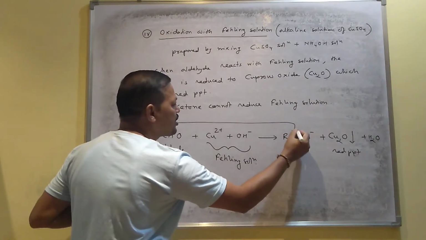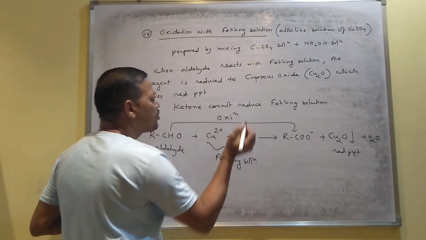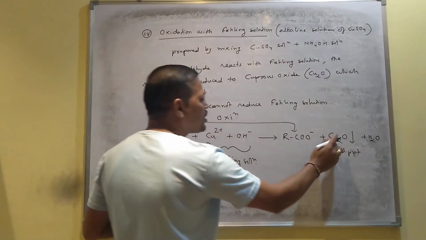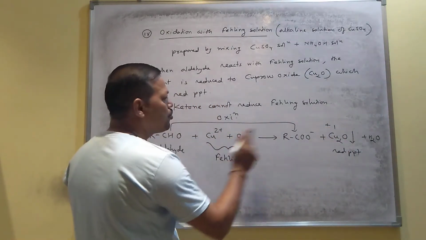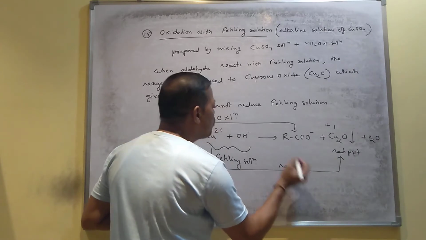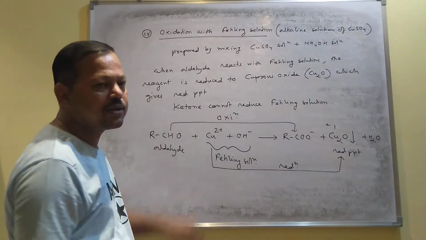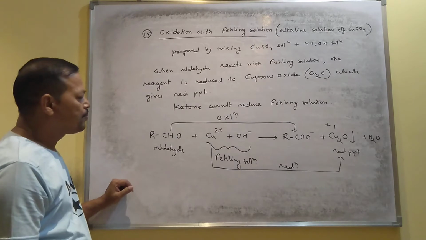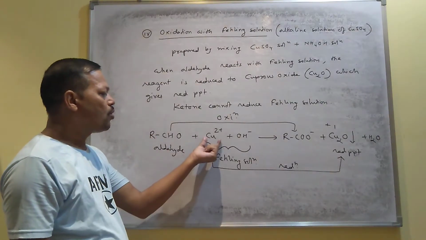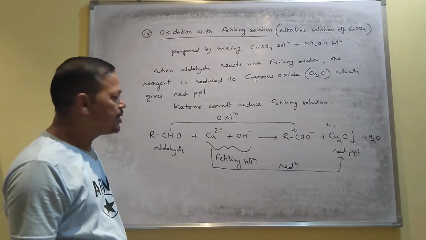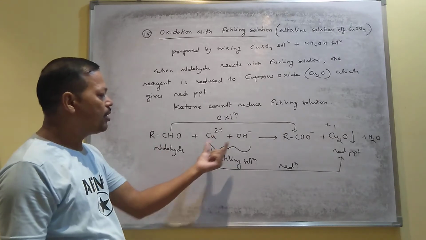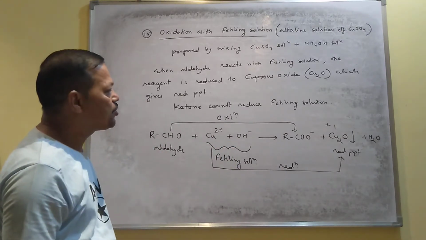This one undergoes oxidation. And here the copper charge is 2 plus, and here the copper charge is plus 1. Plus 2 is converted to plus 1, meaning copper undergoes reduction. Both oxidation and reduction take place. That means this is one example of a redox reaction. So here aldehyde acts as the reducing agent, and Cu2+ acts as the oxidizing agent. Aldehyde is a stronger reducing agent than ketone. That's why ketone cannot reduce this Fehling solution.